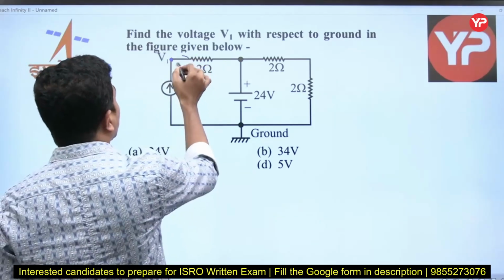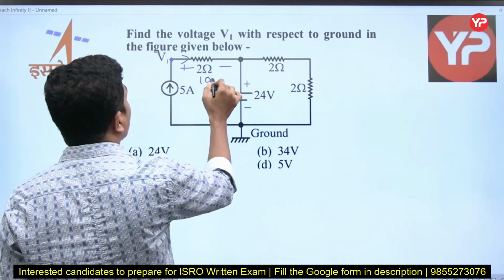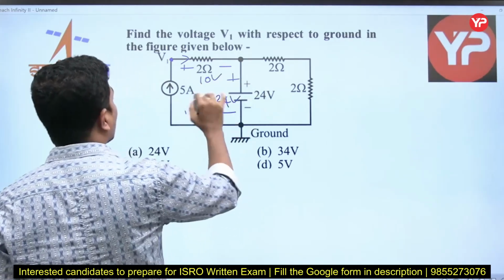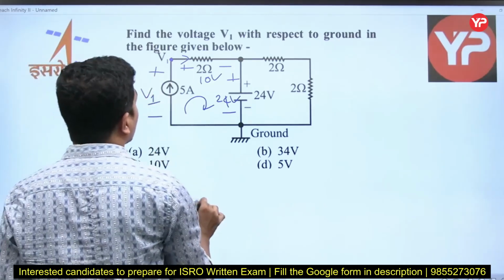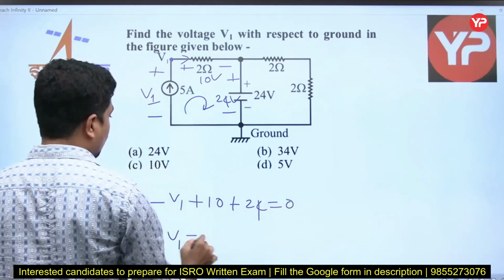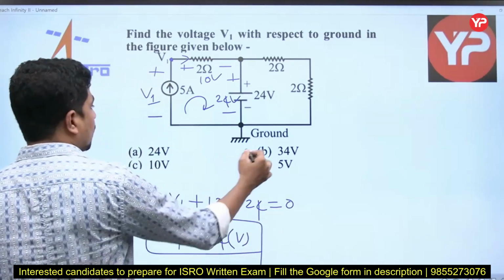Now this current is how much? 5 amperes. 5 into 2, this voltage is going to be 10 volts. We know this other voltage is 24 volts. Write the KVL: minus V1 plus 10 plus 24 is equal to 0. Therefore, V1 is equal to 34 volts. Very simple.